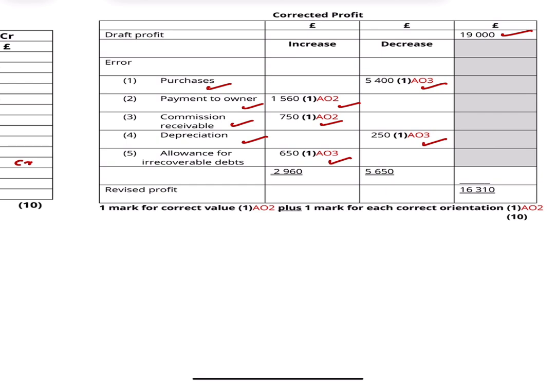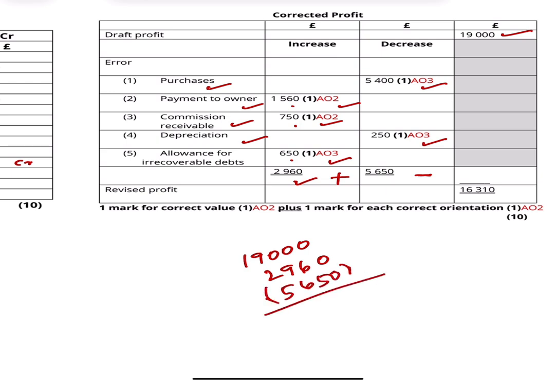Now let's add up 1,560, 750 and 650. It should give a total of 2,960, which is the total to be added. And decrease 5,400 and 250, which should be 5,650, which needs to be deducted. Therefore, 19,000 plus 2,960 take away 5,650 should give the corrected profit of 16,310.